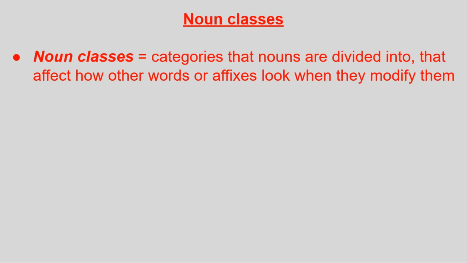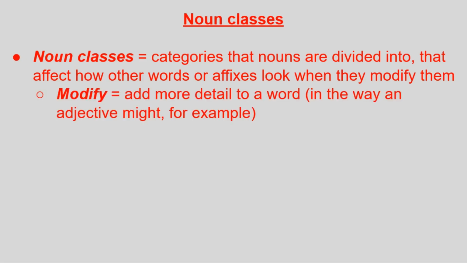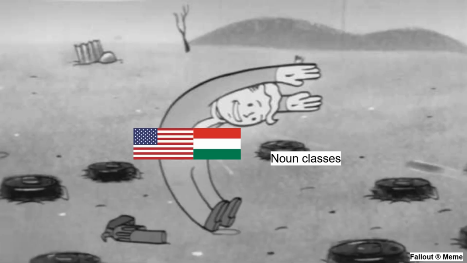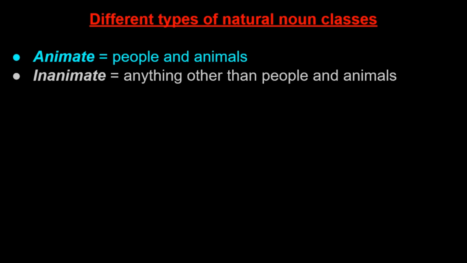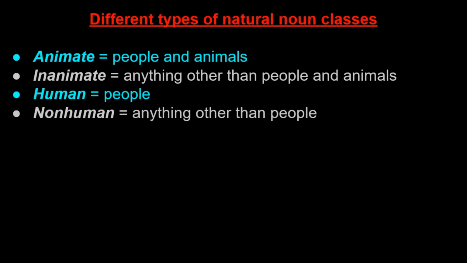So now it's time for noun classes. These are basically categories that nouns are divided into in a language, and which category a noun is in affects how other words or affixes get inflected when they modify that noun. You can basically see modify as meaning it's near that noun, for lack of a better term. Anyway, some languages, like English and Hungarian, don't have noun classes. In languages that do, some of them have what's called natural systems, so their noun classes are based on what the noun literally is. The best known of these is animate versus inanimate, where animate refers to people and animals, and inanimate refers to, well, inanimate objects. There could be other variations though, like human versus non-human.